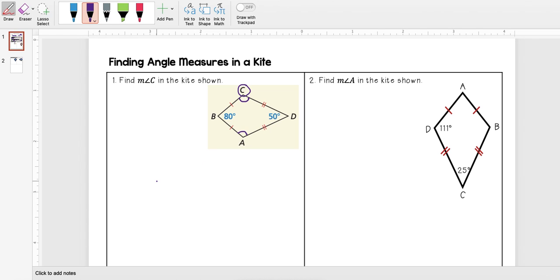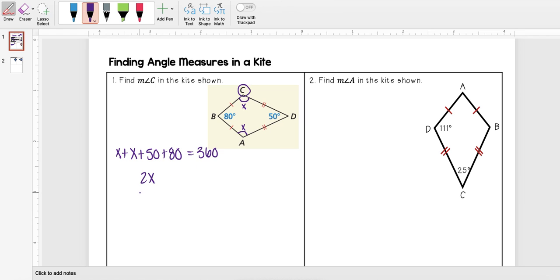Since I don't know what either of those measures are, but I do know that they're the same, I'm just going to label them both as X. So I have all these angles, two of them being X. Now I just need to know what they add up to. If you remember from 7173, we know that the sum of all the angles in a quadrilateral is equal to 360. So I'm just going to add up all of these angles. I have X plus X plus 50 plus 80 and set it equal to 360.